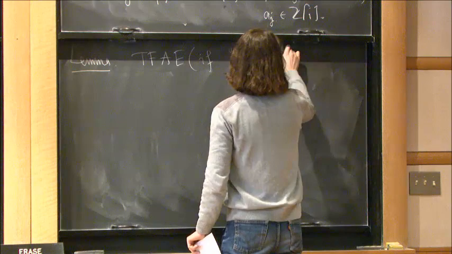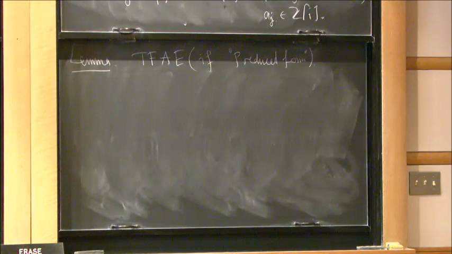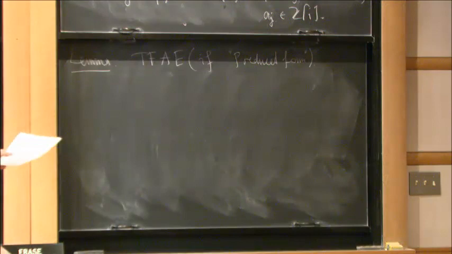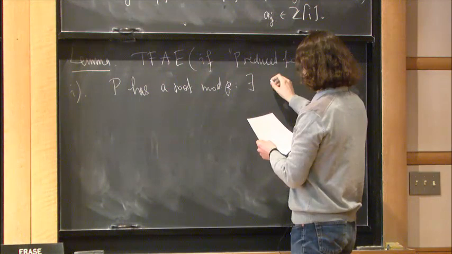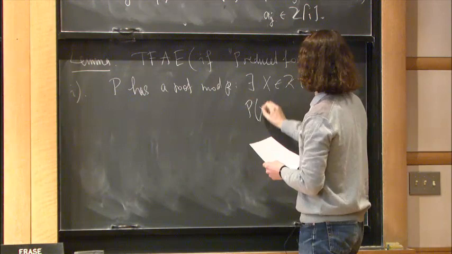Which means that no extra primes divide the discriminant of this particular polynomial. The first is that p has a root mod p. So there exists some x in the adjoint I such that p of x is maybe not 0, but it's 0 mod p.